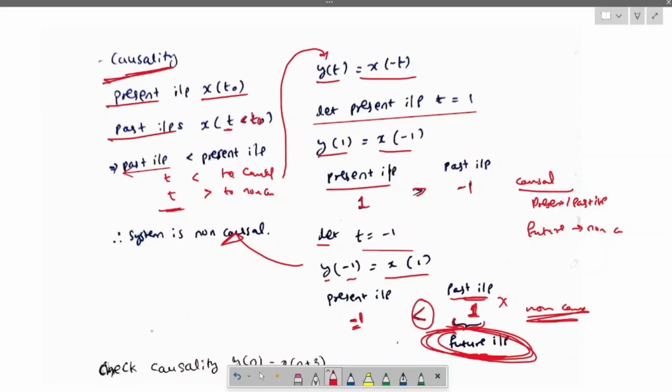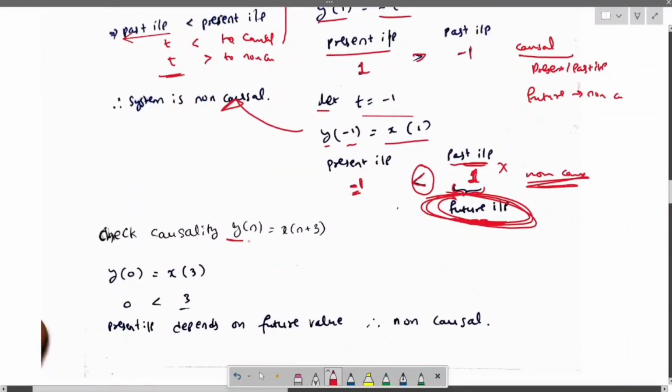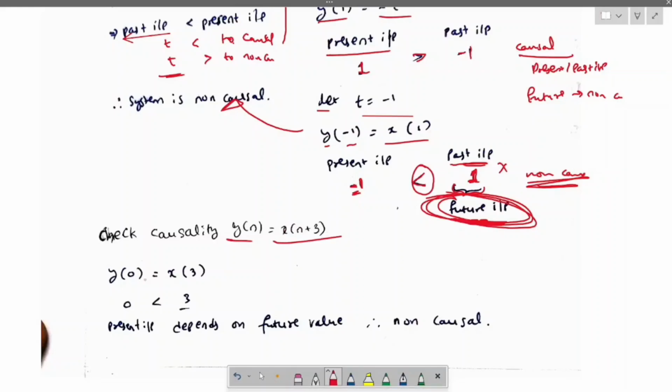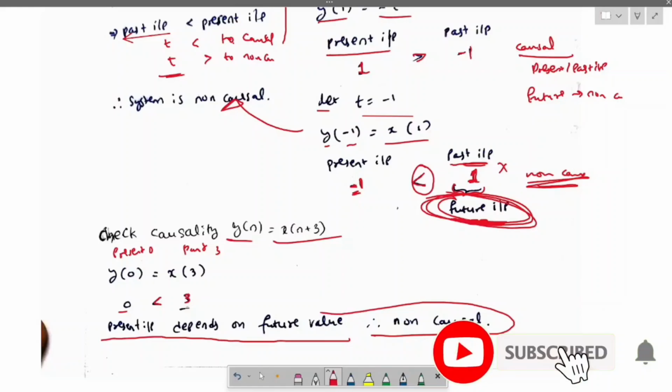Let us go for one more causality check. y of n equals x of n plus 3. Let us put the present input as 0. Then the input used is becoming 3. The present 0 is less than 3, so the present output depends on a future value. Therefore it is known as a non-causal system. I hope you got the idea on this.